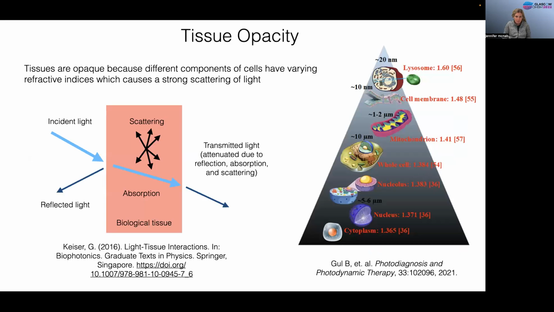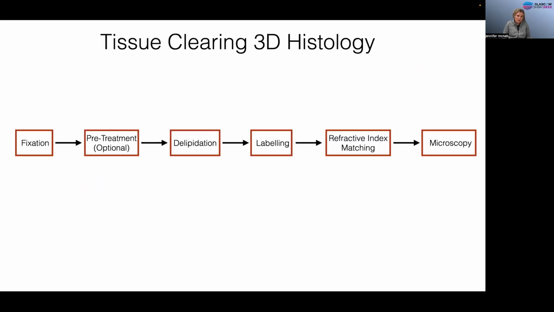Tissues are opaque because different components of cells have varying refractive indices, which cause a strong scattering of light. And so the tissue clearing process involves removing lipids, which are a primary source of this scattering, and also various solutions that enable refractive index matching. There are many, many different protocols for tissue clearing, but generally they all have these steps: fixation of the tissue, some sort of chemical treatment, removal of the lipids, labeling, refractive index matching, and microscopy.